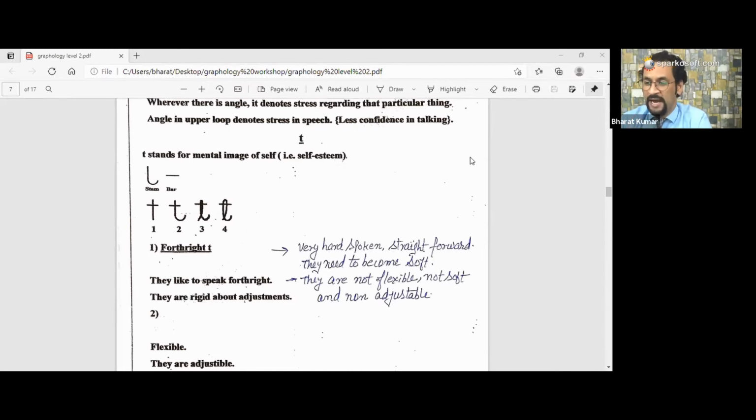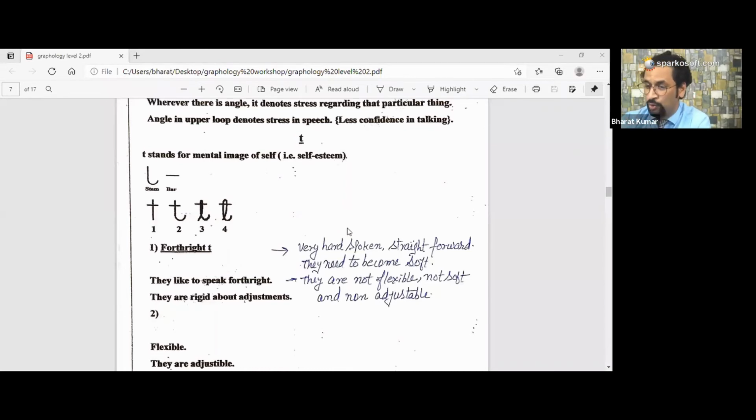Thank you. Now, next. The first T is the Jesus T, second is the Jesus curve T, and third and fourth are different. The first one is known as the forthright T or Jesus T. These people are very hard and very harsh and sometimes very straightforward in nature. They need to become very soft in their behavior. Actually, they used to hurt everyone unwillingly. So they need to be soft spoken. Otherwise, because of their straightforwardness and harsh speaking behavior, they can hurt everyone easily and they will never come to know that they are doing this.